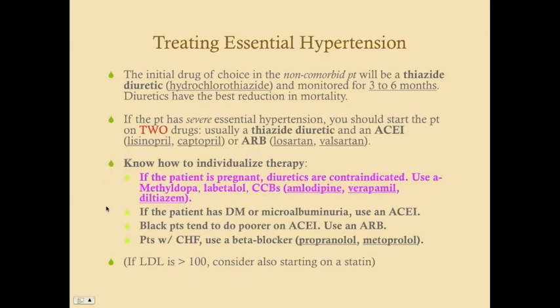Now, the USMLE is going to want you to know how to individualize your therapy. So if this is a patient that you've diagnosed hypertension in, and the patient is pregnant, or if it's a patient who has hypertension and she becomes pregnant, you can't use diuretics in these patients. You can't even use ACE inhibitors in these patients. You need to use alpha-methyldopa or labetalol or a calcium channel blocker, which would be amlodipine, verapamil, or diltiazem. So if the patient is pregnant and you diagnose the hypertension, which if it's a new hypertension in a pregnant patient, then you should think about something else that we'll talk about at the very end.